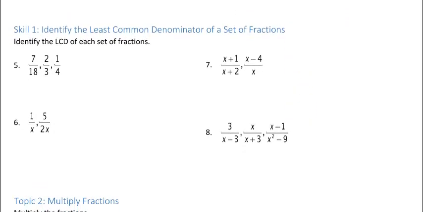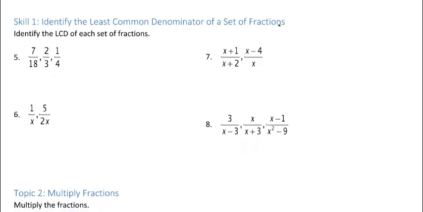Now going to identify the least common denominator of a set of fractions. Recall that the least common denominator is the smallest number that all of those denominators divide into. If it's not easily identifiable, there is a process to find it. If we have 7/18, 2/3, and 1/4, what we can do is factor each of the denominators.